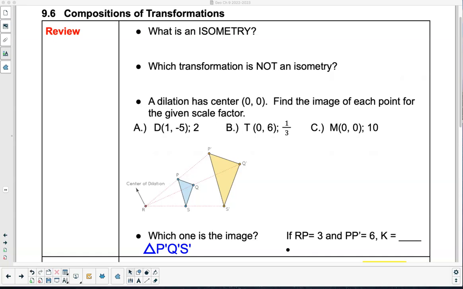Hey, Geometry. This is Mr. Bloom. This is 9.6 Compositions of Transformations, our last new piece of information before we review for our test.